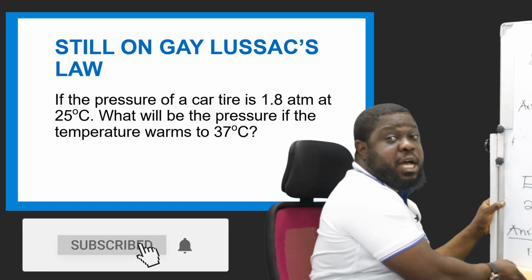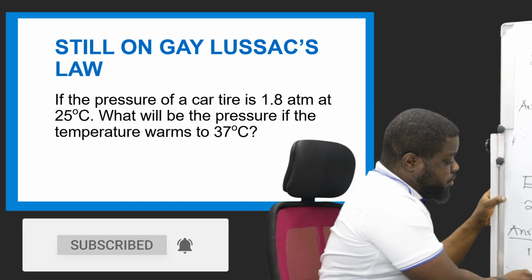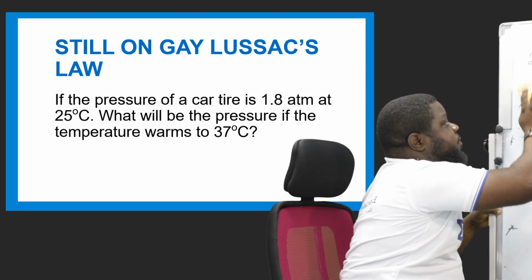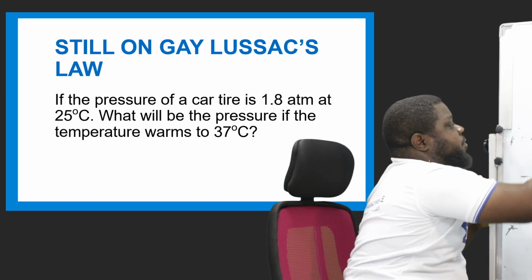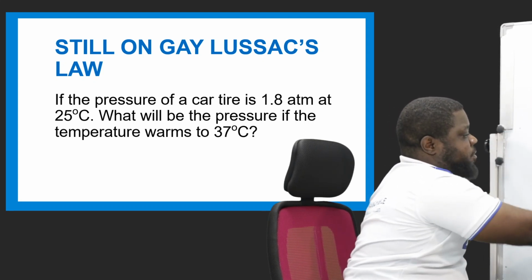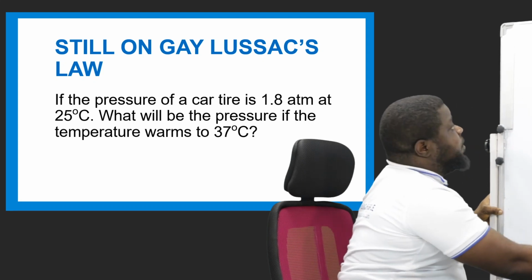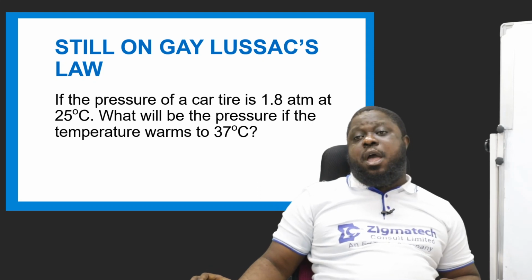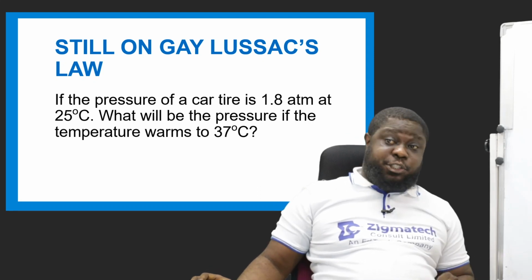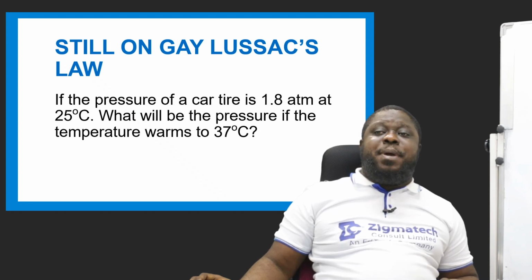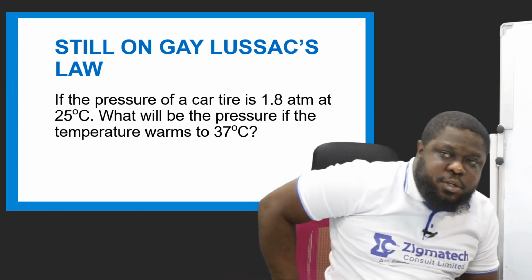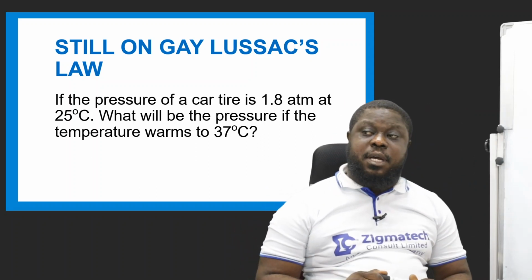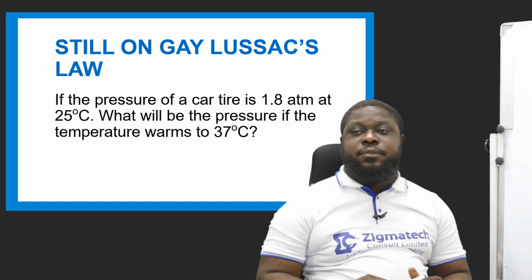A second question on Gay-Lussac's law, okay? They can ask you a different question on Gay-Lussac's law. Now they say, if the pressure of a car tire is 1.8 atmosphere at 25 degrees centigrade, what will be the pressure if the temperature warms to 37 degrees centigrade? Now let's solve.